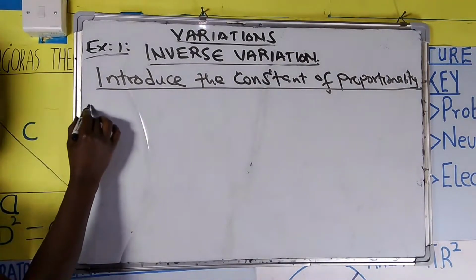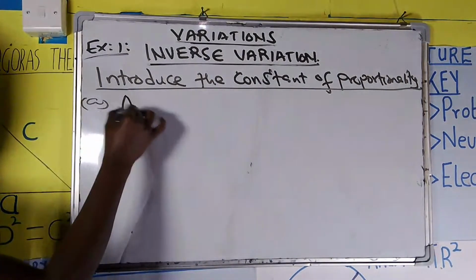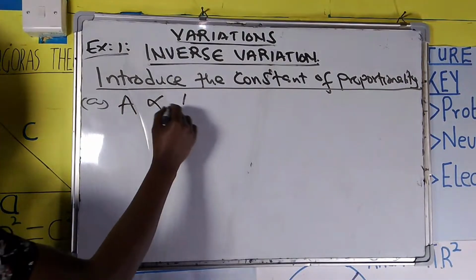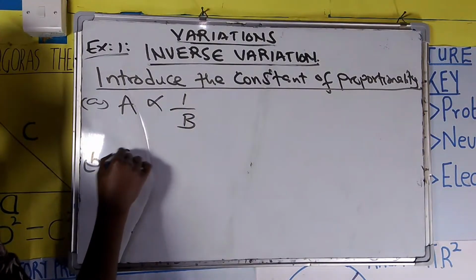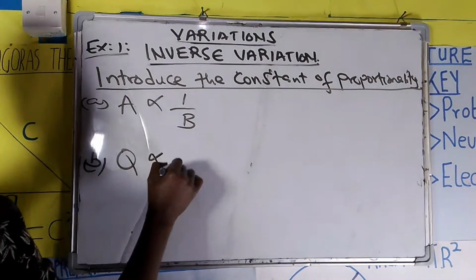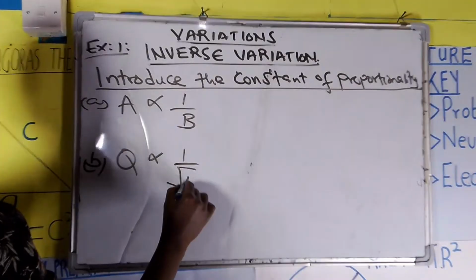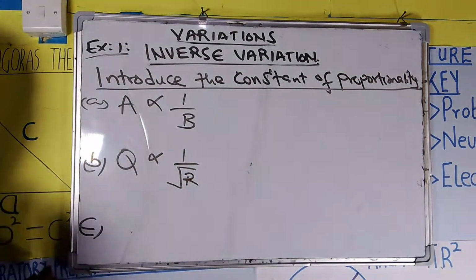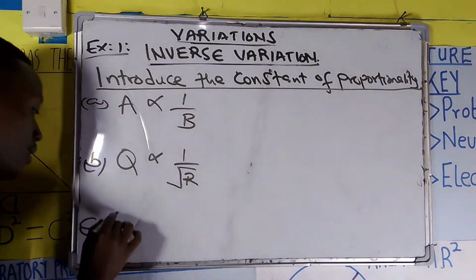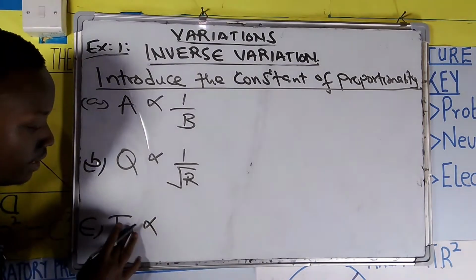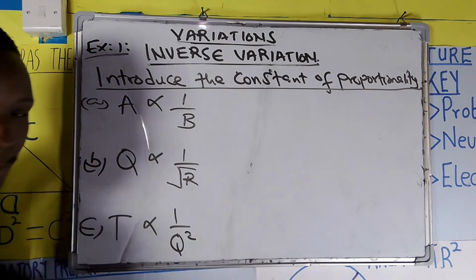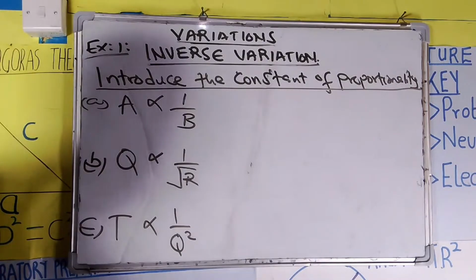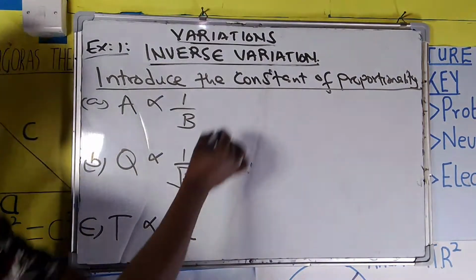So we have A varies inversely as B. Tuko na B, Q varies inversely as the square root of R. Na tuko na C, T varies inversely as the square of Q. Tutafute solution.